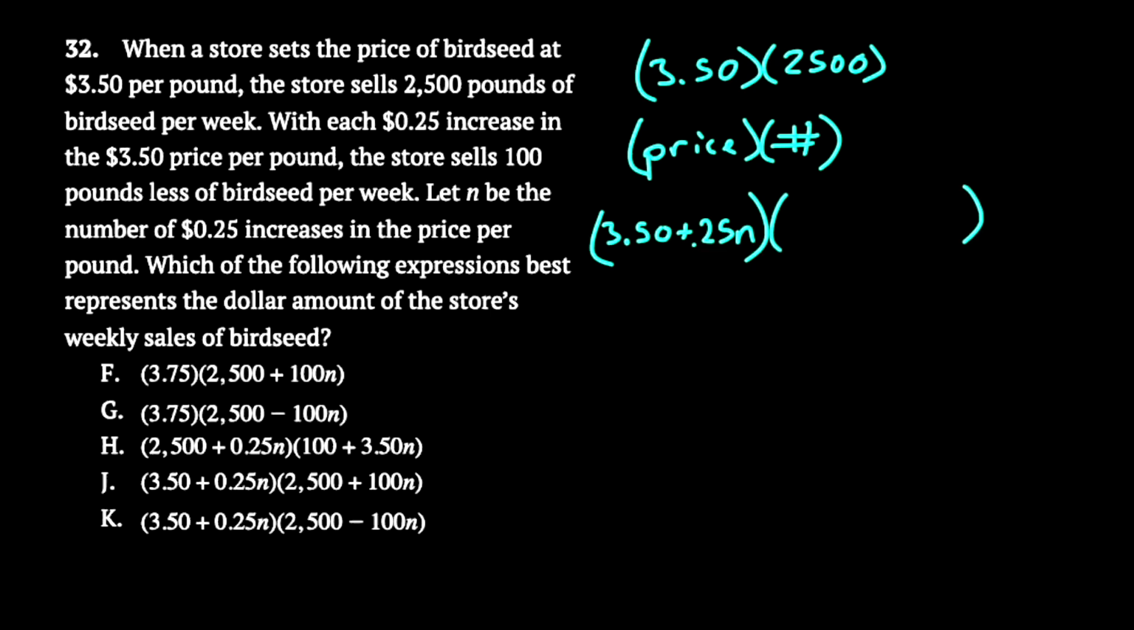And then we have to do the same thing for the number of pounds sold. It's a little bit more complicated than just this one single number. We do start with 2,500 pounds. That's the starting amount they give us. They said when a store sets the price at this per pound, they sell that many pounds. Okay, but as we change the price, the number of pounds also changes. How do they change? It says the store sells 100 pounds less of birdseed. So I'm going to subtract 100, and that happens for every increase in n, or every time n changes, the number of pounds changes by 100 as well. And so that matches up with letter K.